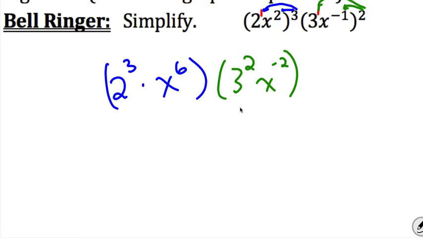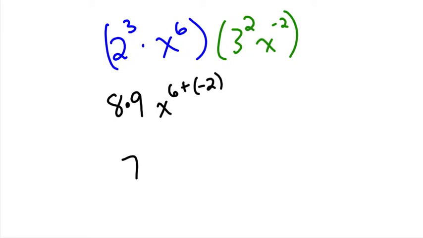So now 2 to the third power is 8. I'm going to bring the other number out front. 3 to the second power is 9. And I'll multiply those in the third step. Next, the x's, when they're being multiplied, remember we add the exponents. So 6 plus a negative 2. So 8 times 9 gives us 72. And then we have x, 6 plus a negative 2 is 4. So there's your final answer.